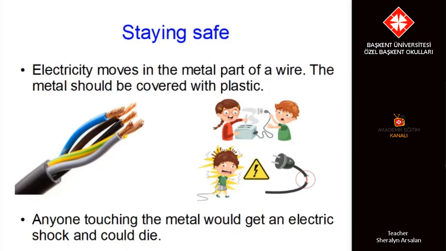Staying safe. Electricity moves in the metal part of a wire. The metal should be covered with plastic. Anyone touching the metal would get an electric shock and could die. Look at the photos. You can see that the plastic is covering the wires to protect us from an electric shock. Look at these photos. We should not use something if it has a broken wire.